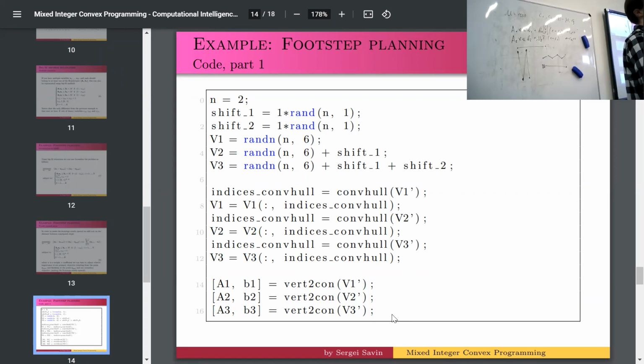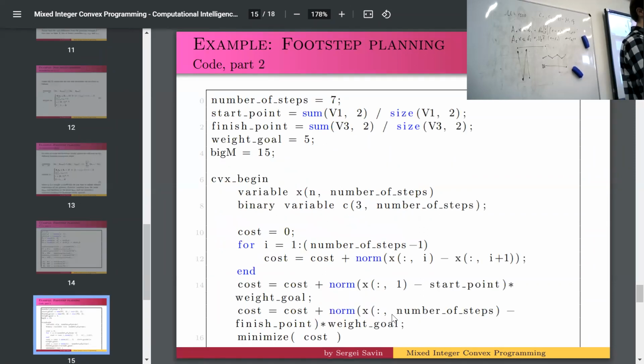first page is just a problem statement. Second page, number of steps, 7, starting point, finish point, weights, and Big-M is 15 in this case.